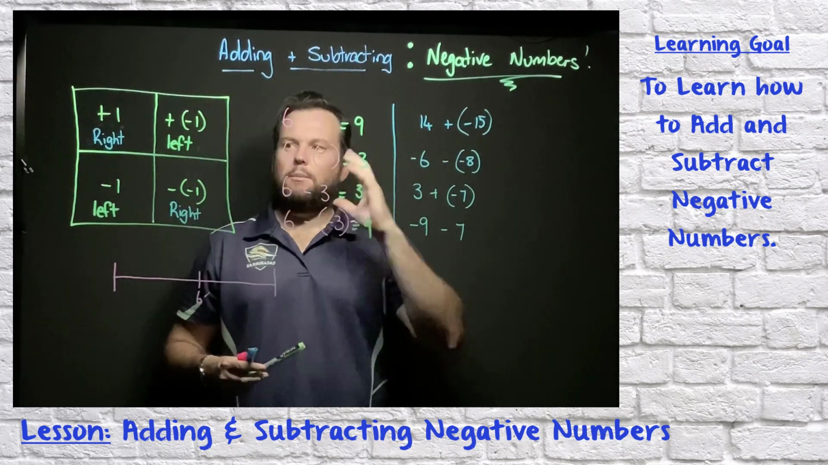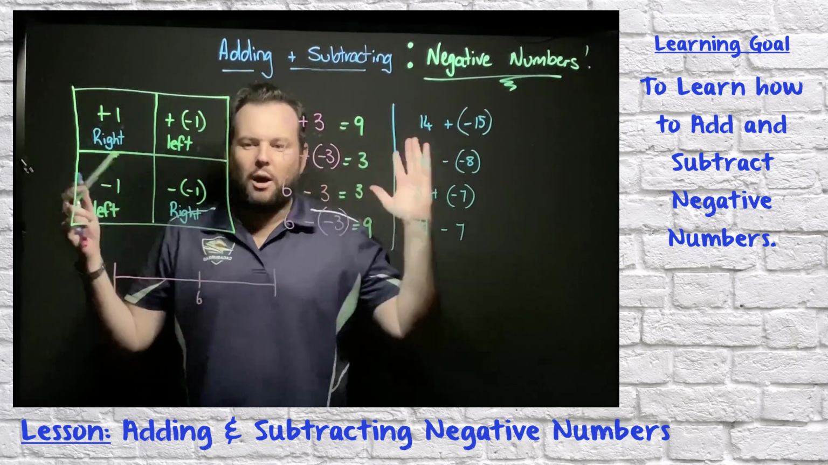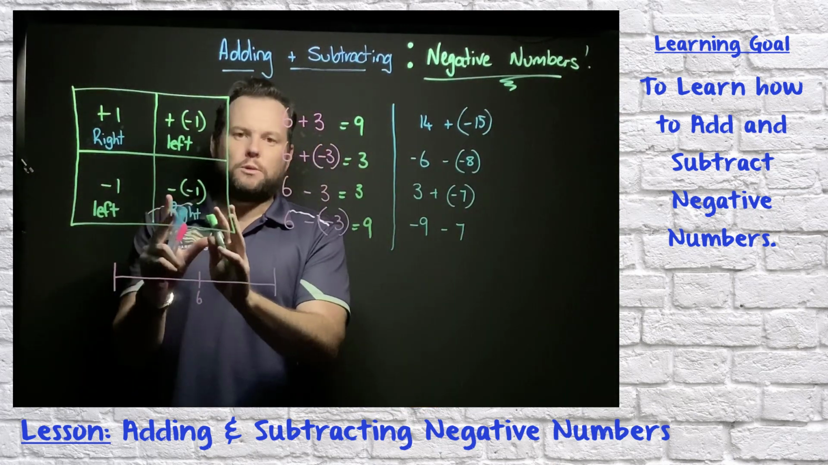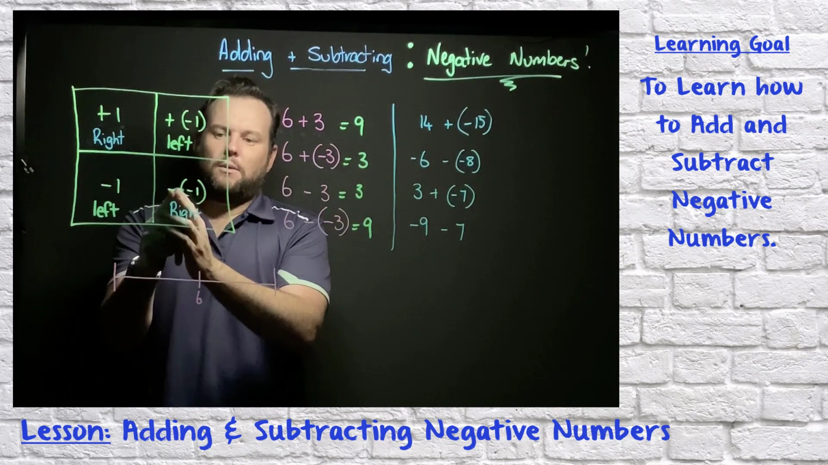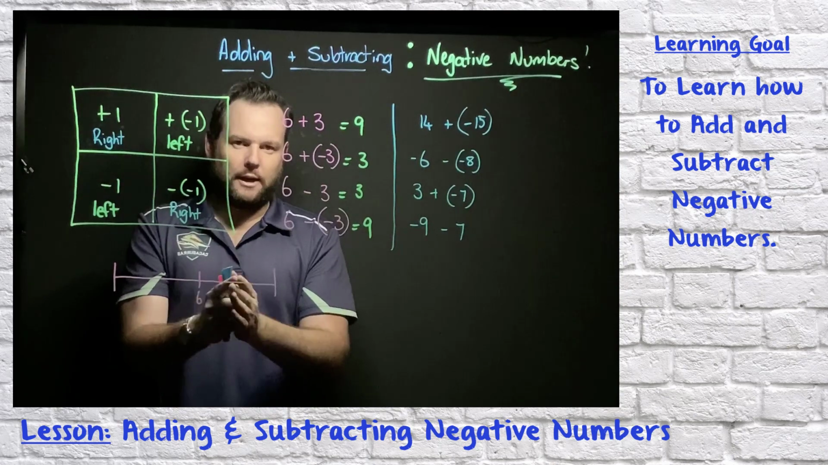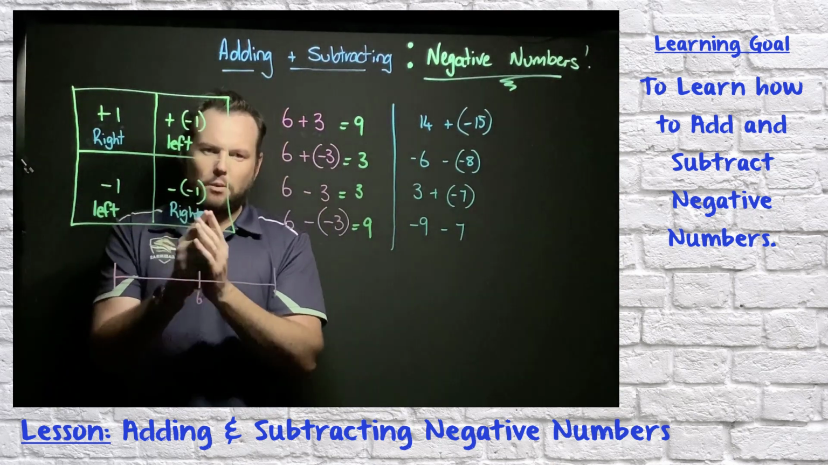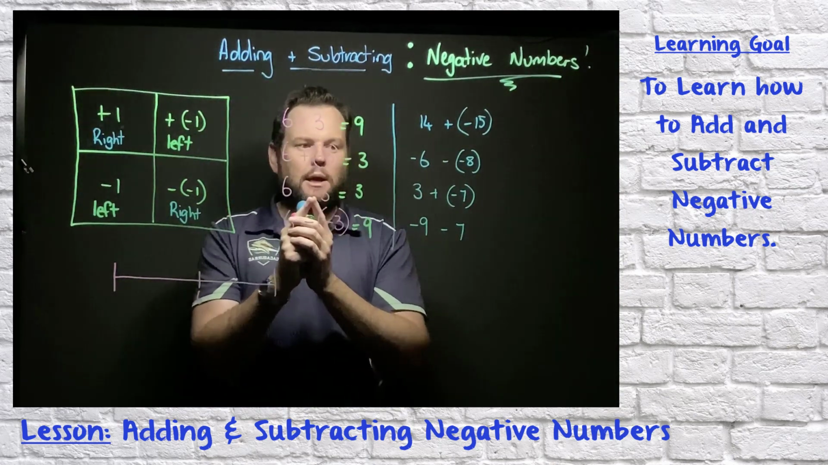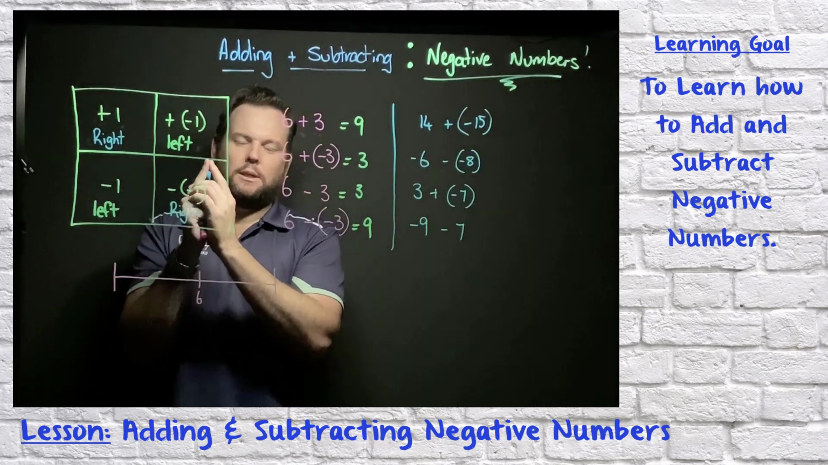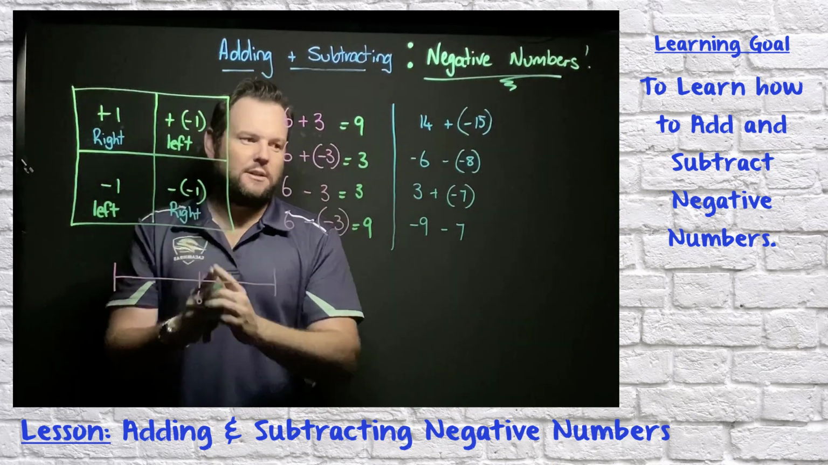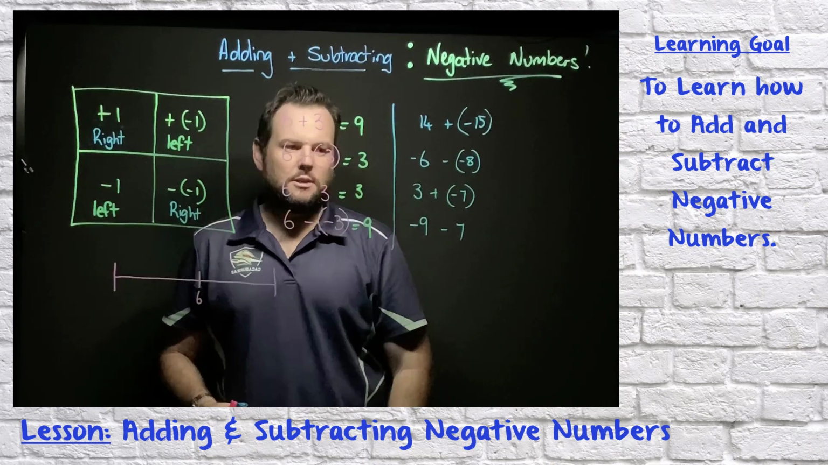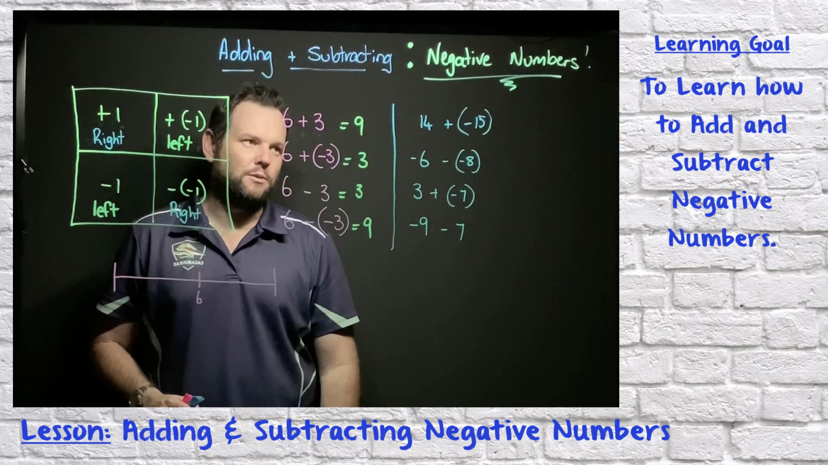Now, once again, you may be thinking, oh, but why? Why do we move that way? Don't worry about that at the moment. Focus on the rules. When we subtract a negative number, we move right on the number line. One of the things that I don't want you to say is 2 negatives equal a positive, because that's not correct. In this one here, I have 2 negative signs, but it doesn't necessarily equal a positive.